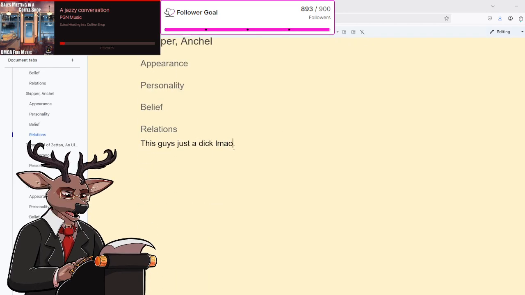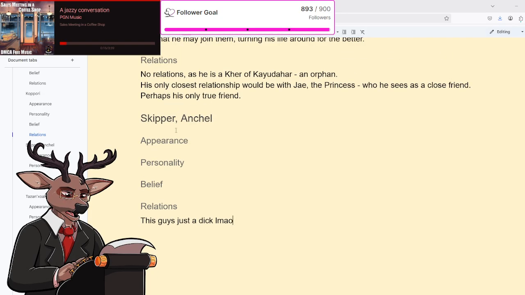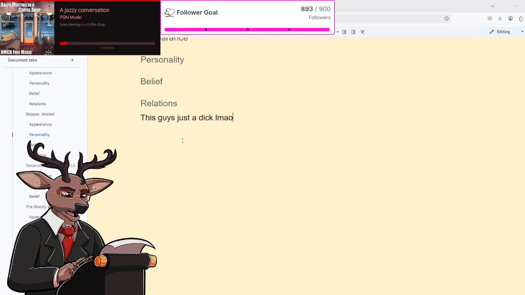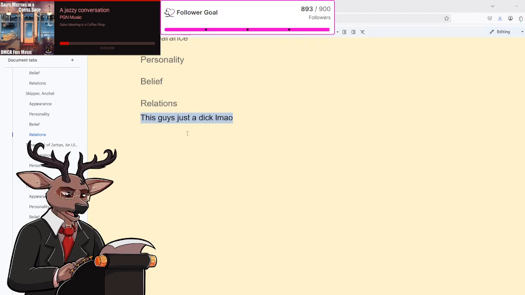This still makes me laugh every time I see it. The only note that I ever wrote on Skipper for this lore document. Why it's under relations, I don't know.